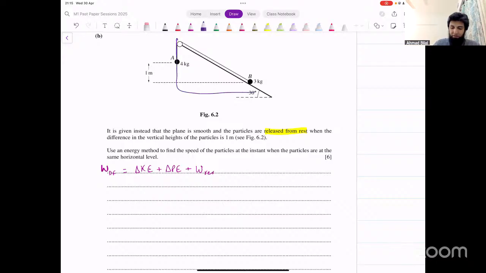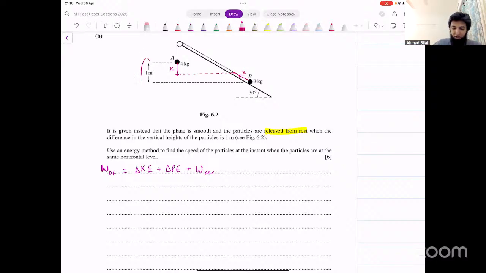For the whole system, what else? Change in kinetic energy, do we know that? We have to find the speed of the particles at the instant when the particles are at the same horizontal level. So what's happening is A is going to move downwards and B is going to move up the plane. And at some point, they are going to be at the same horizontal level like this. Now, let's suppose A moves X units downwards, B would move X units along the surface.